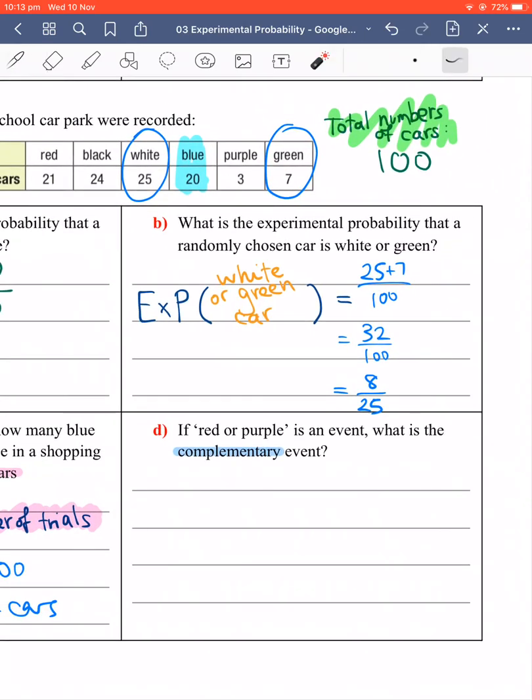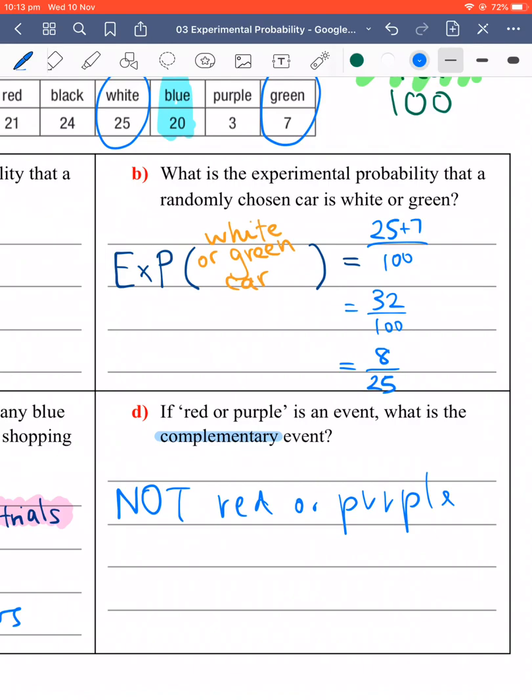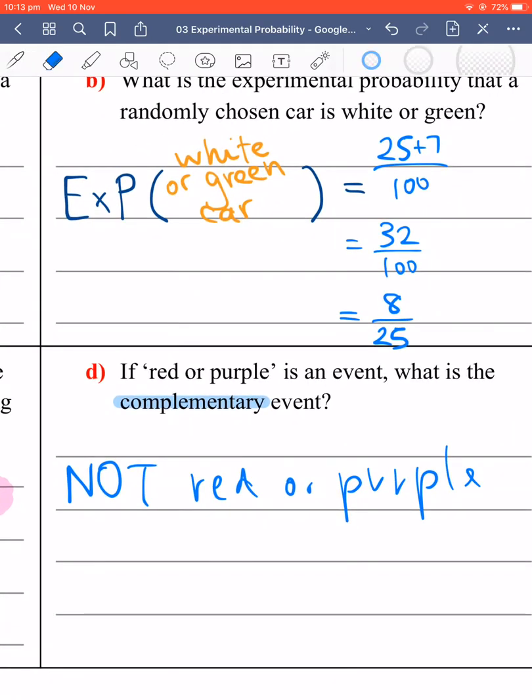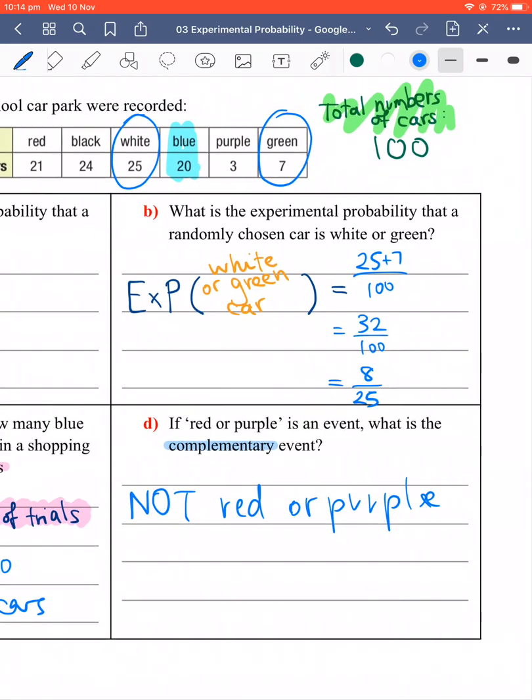Last one for this. We have complementary events again. So if red or purple is an event, what is its complementary event? I'm not going to list everything else that it could possibly be, okay? So instead, the complementary event is not red or purple. And that way it makes it much easier to figure out what my other options are. Because if I had another one later, and maybe it's a different color car, because I don't think there's black in there, it still falls under all of these categories if I write that.